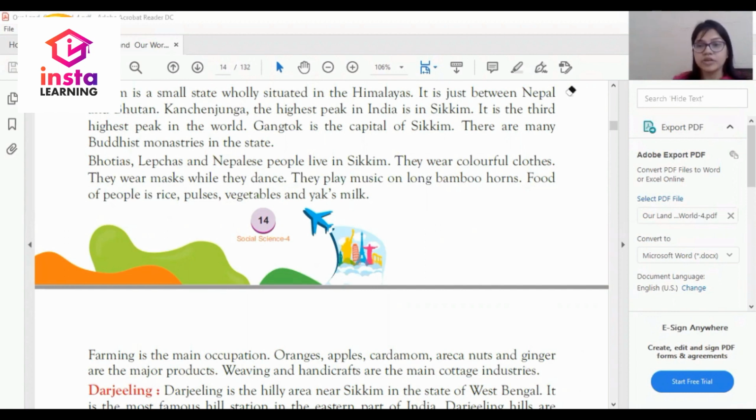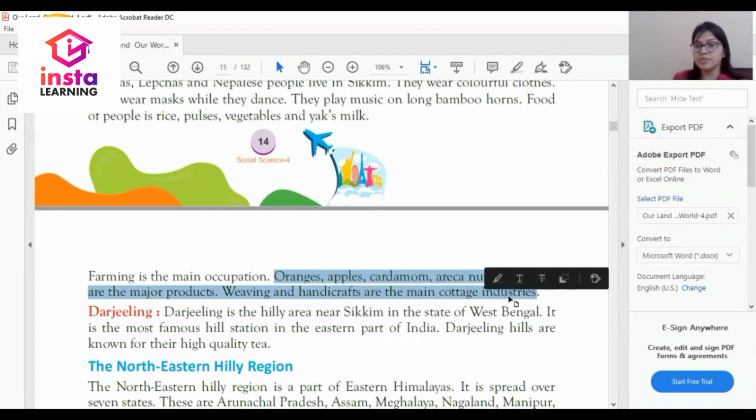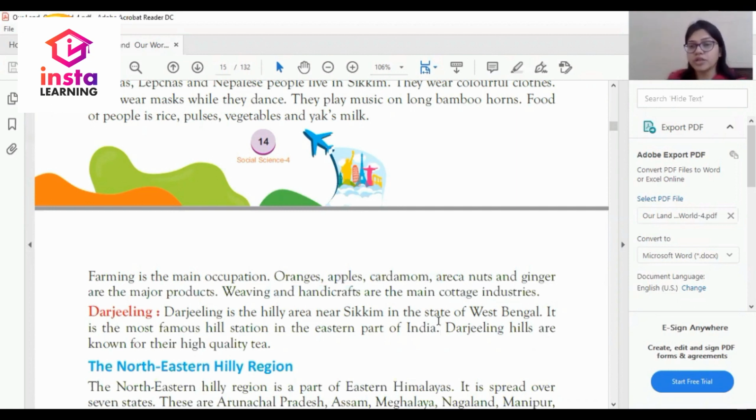Farming is the main occupation of the people of Sikkim. Orange, apple, cardamoms, nuts and ginger are major products of Sikkim. Weaving and handicraft are the main cottage industries of Sikkim.